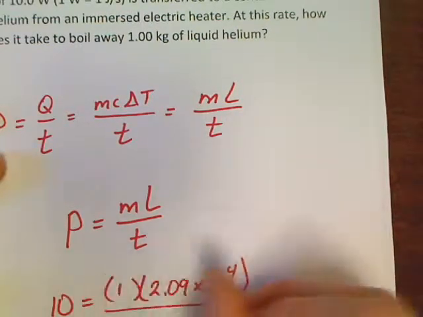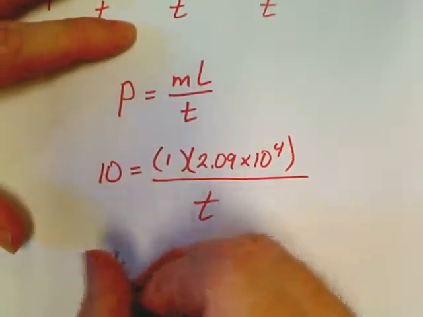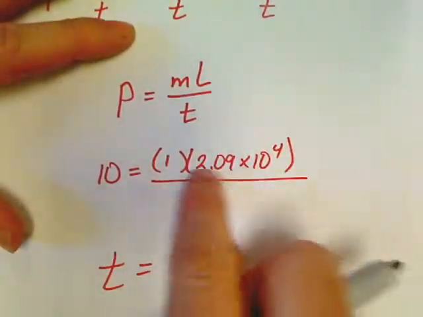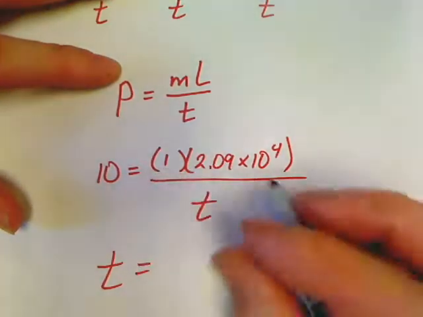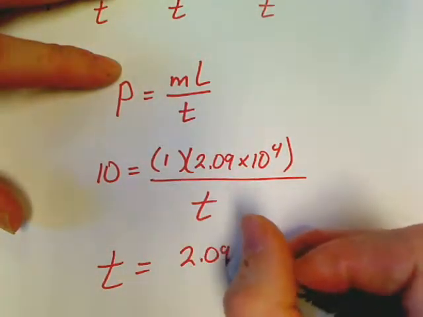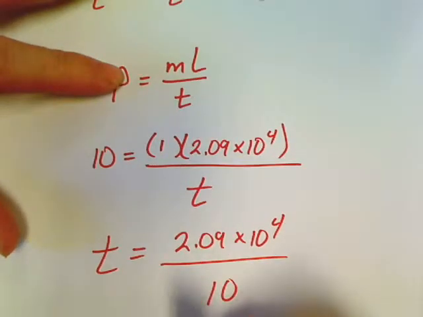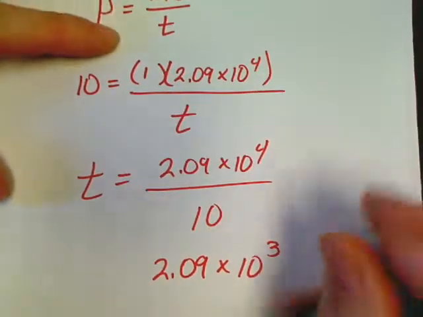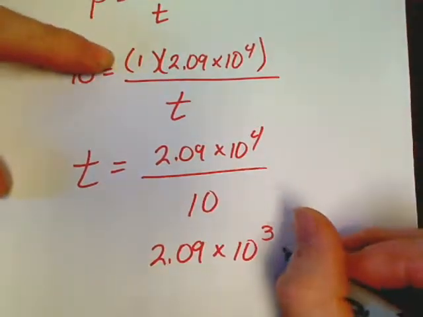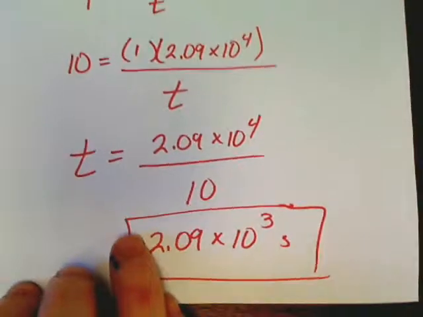We ain't going to need a calculator for this. Power times time, and then we'll do our math. Time equals 2.09 times 10 to the 4 times 1, divided by 10, which just becomes 2.09 times 10 to the 3rd. And this is time, so my answer would be seconds. There. And this would be a very easy example of the problems.